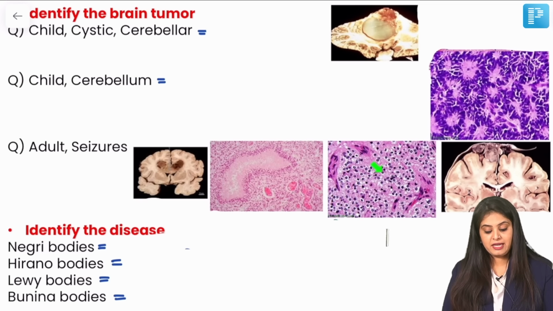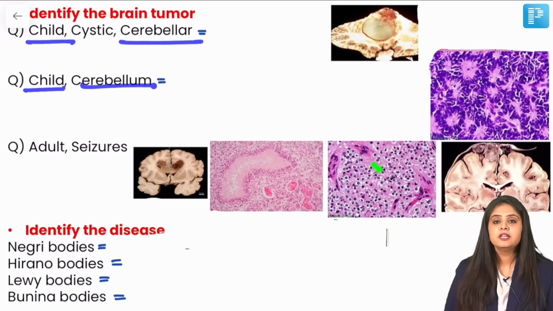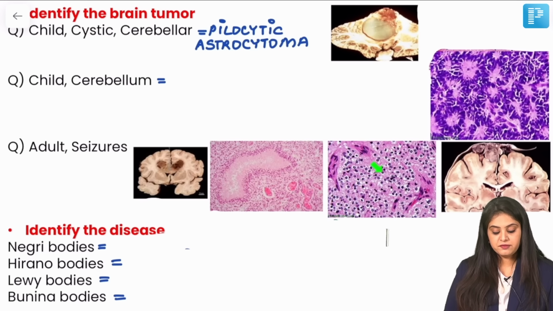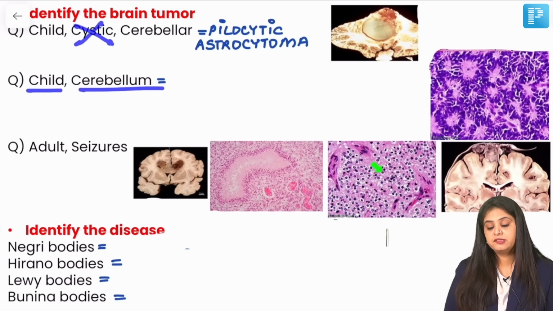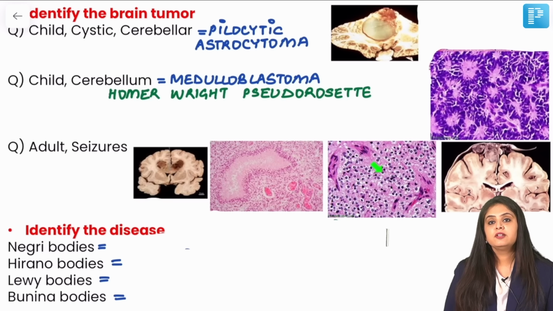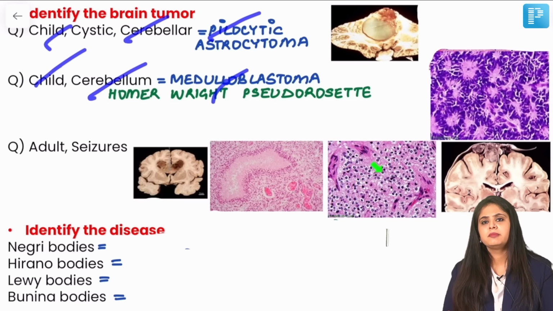Starting with the first one, I can see there is a child, and children usually have cerebellar brain tumors. So now I want to see the buzzwords. If it's a child with cerebellum and there's a cyst formation, that is going to be pilocytic astrocytoma. Versus if there is a child with cerebellum, no cyst mentioned, but this photo given, which is the Homer-Wright pseudorosette, I will think of medulloblastoma. Well, both are children and both are cerebellum. How does it matter? Does it?